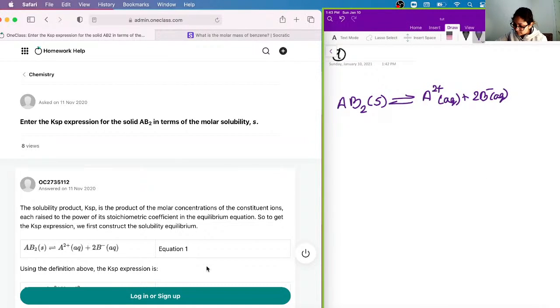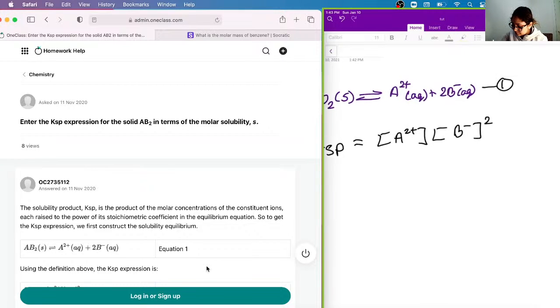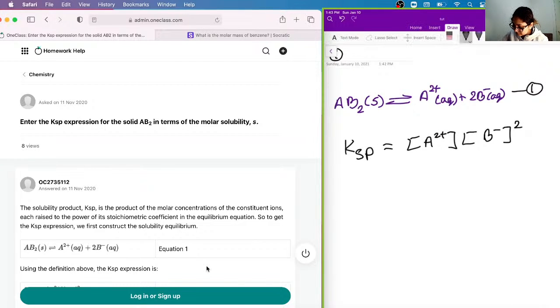So let's say this is equation 1. Okay, and so using the definition above, the KSP for this equation is equal to your products raised to the power of their coefficients. So in this case, you can say A has a coefficient of 1, so it would be raised to the power of 1. So you have A to the 1 times B raised to the power of 2, right? So since B has a coefficient of 2, it would be raised to the power of 2. So this is your equation 2.